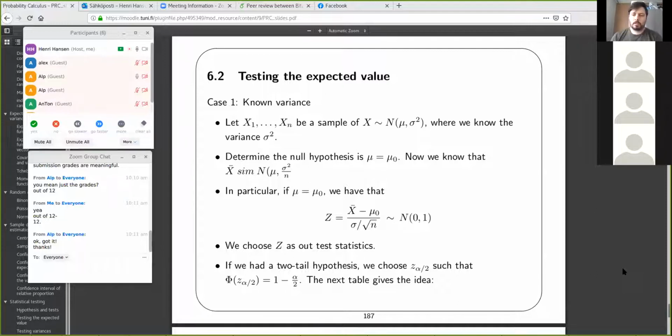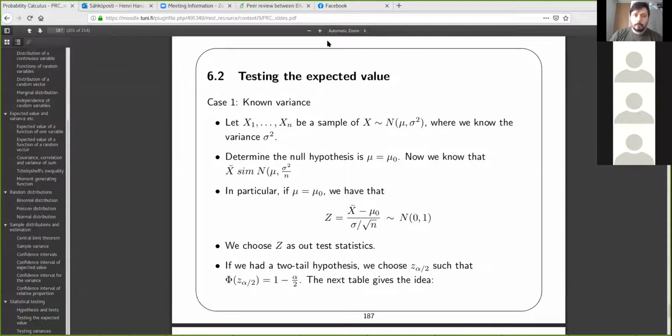Oh, there's a typo there. I'll have to fix that. There's a couple of typos. Sorry about that. I don't know what's happened to that.